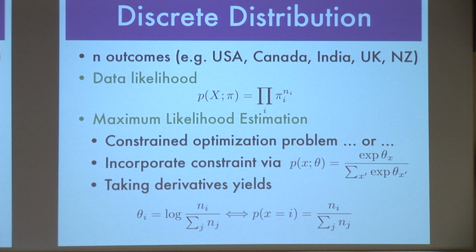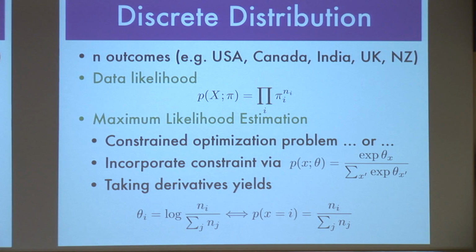Now, discrete distribution. So let's say n outcomes, like from which country a user is from. So I want to get the data likelihood, so I get p of x parameterized by pi. It's pi to the ni. Now, I could equally well rewrite it as a constrained optimization problem, or I incorporate the constraint directly in the probability. And this is like the standard softmax function, right? Basically, if I took the log of that, I would get the softmax out of it.